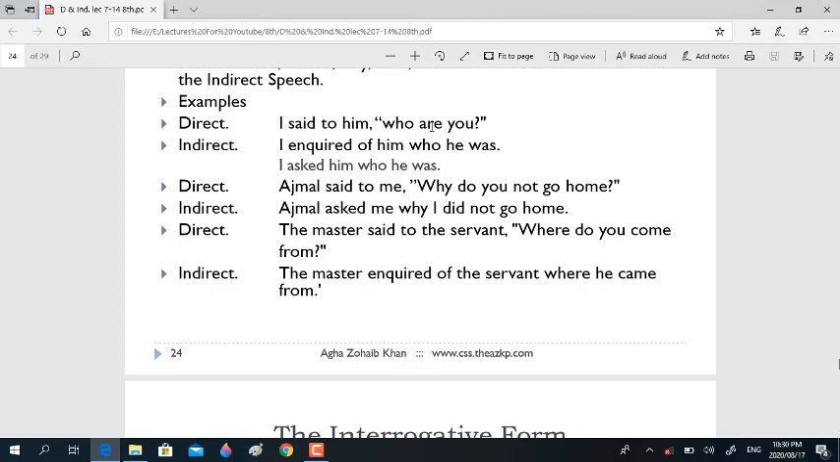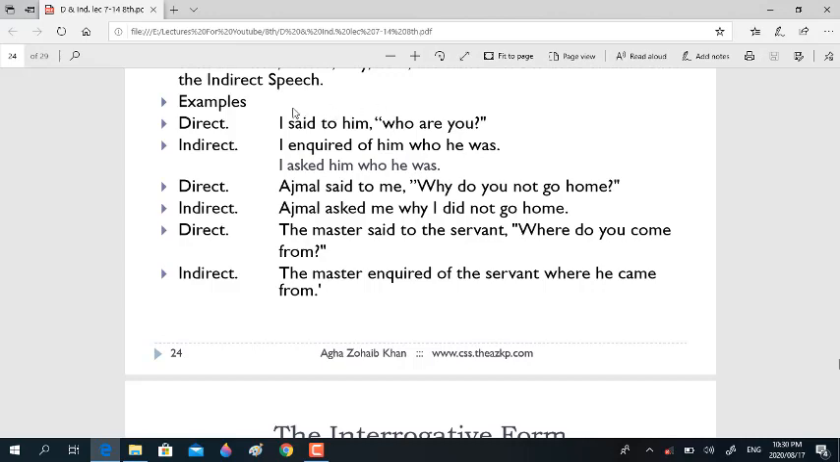Just look at this. Is it polar or WH? It is WH, since it begins with who, right? So you have nothing to do with this, just keep it intact and remove the inverted comma, right? No conjunction is to be used.